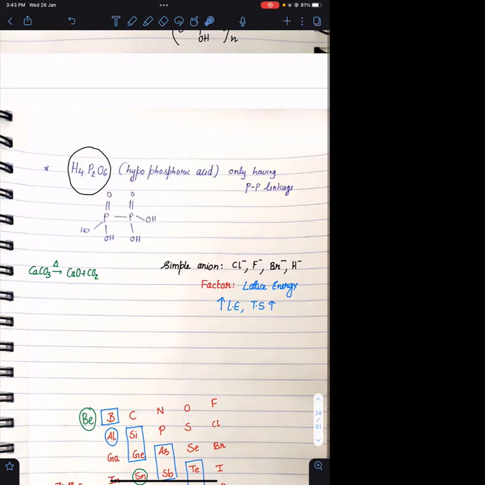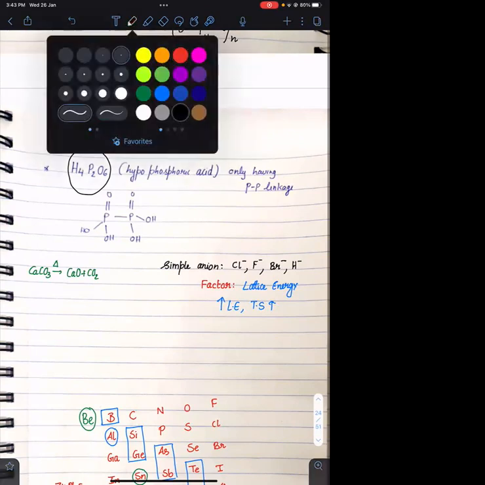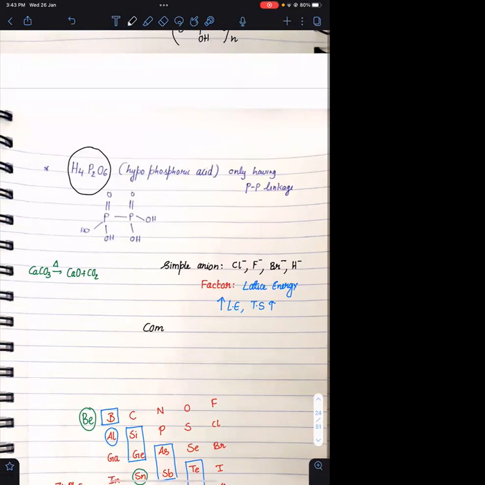Okay. So how to compare thermal stability? If you are having a simple anion, the dominating factor is lattice energy. More the lattice energy, more the thermal stability. Second, you can have a case of complex anion. What is meant by complex anion? One which is made up of more than one atom. Like you can take carbonates CO3 2 minus. You can take sulfates SO4 2 minus. You can take bicarbonates HCO3 minus. Or you can take hydroxides OH minus.